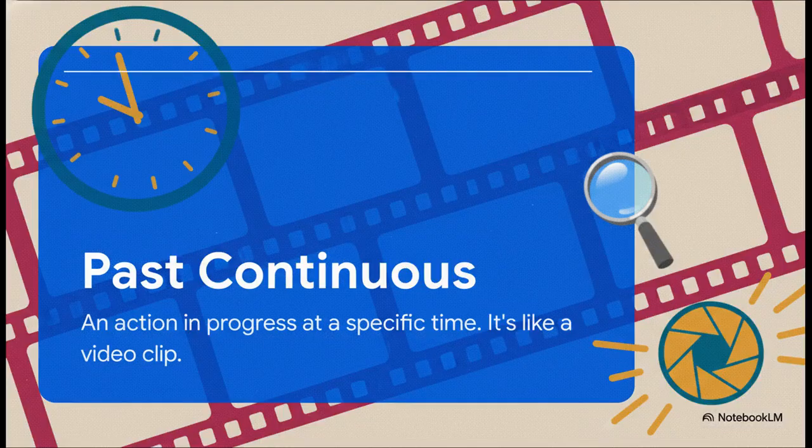Now, past continuous, well, that's a whole different animal. It's all about an action that was ongoing at a specific time. It wasn't finished yet. So if the past simple is that snapshot photo, then the past continuous is the video clip. You're not just seeing the moment, you're seeing the action as it was happening.